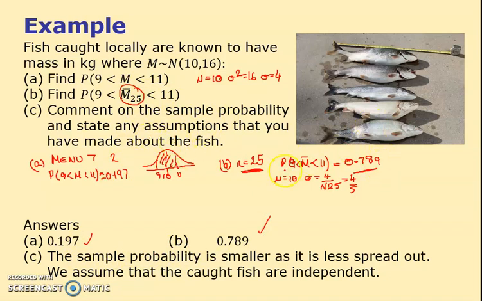What comment on the sample probability? Well, this is much bigger than this. It's basically the probability for the sample, that should say, is bigger, as they're less spread out. We assume, the assumption, by the way, is that all the fish are caught independently. I didn't even read that question, so good job I've written down an answer.